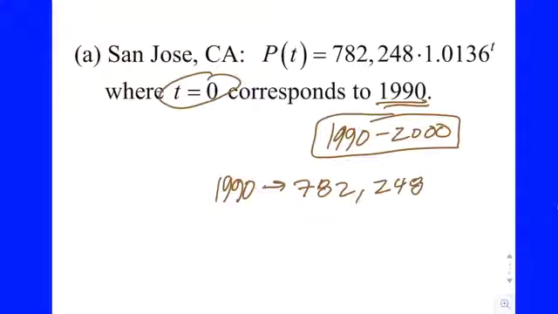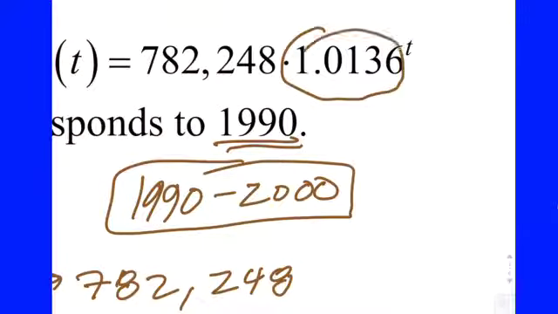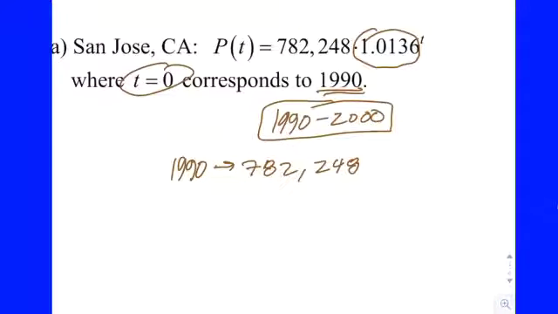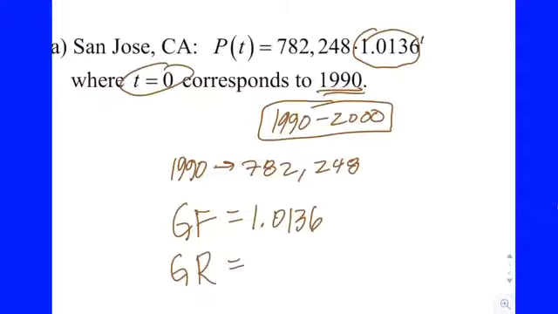How can you tell by the model that the population of San Jose was growing? The base is greater than 1. Good. So what would be the growth factor for this city? 1.0136. What would the growth rate be? 1.36. Yeah, when it's bigger than 1, it's a little bit easier. So 1.36%. Now, that's pretty modest growth, but for populations, that's pretty impressive. Okay, so over this 10-year period where this data was taken, the population of San Jose grew by 1.36%.